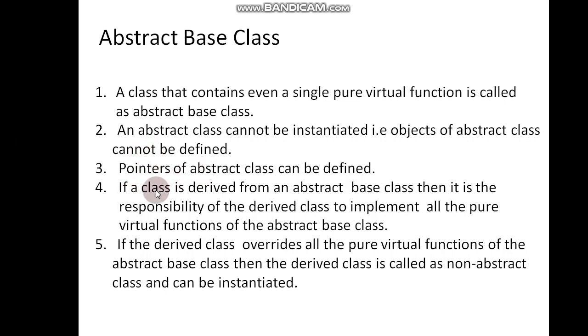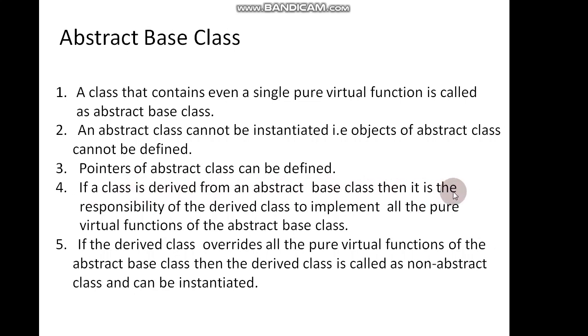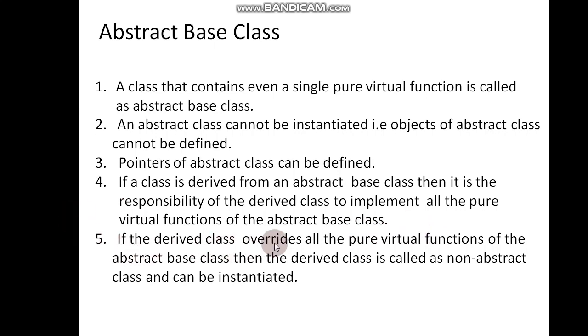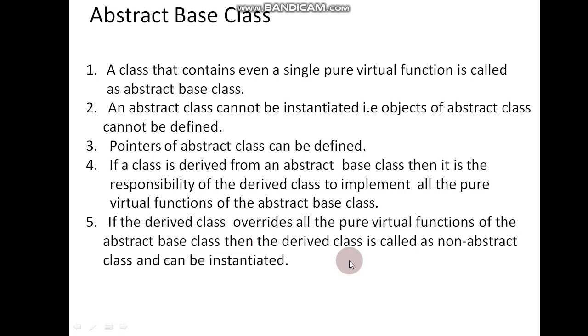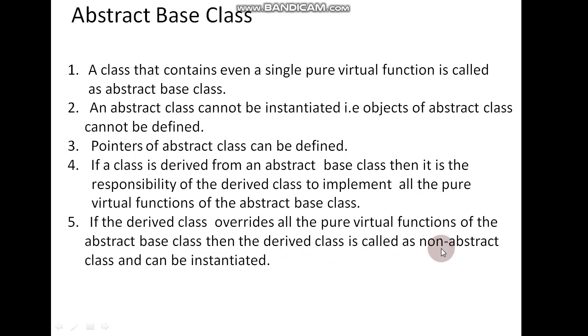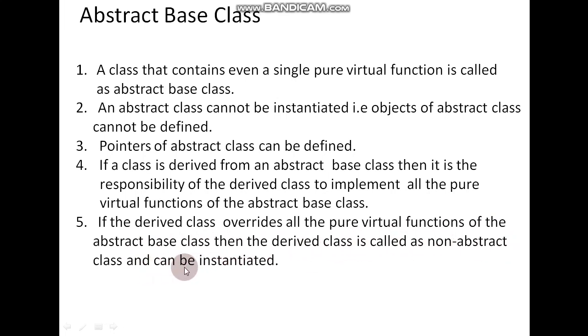If a class is derived from an abstract base class, then it is the responsibility of the derived class to implement all pure virtual functions of the abstract class. If derived class overrides all pure virtual functions of the abstract base class, then derived classes are called as non-abstract class and can be instantiated. We can create objects of derived class but not the object of abstract base class.